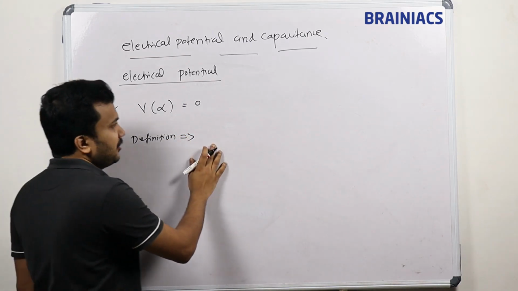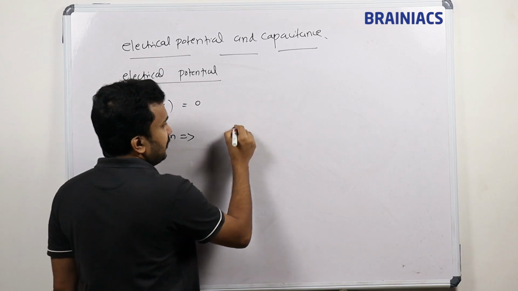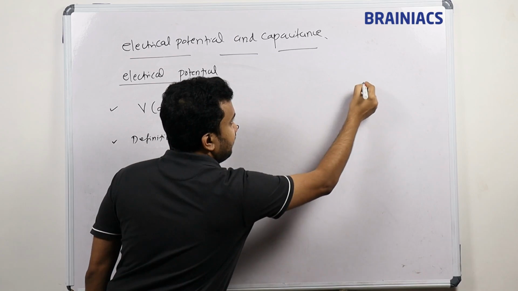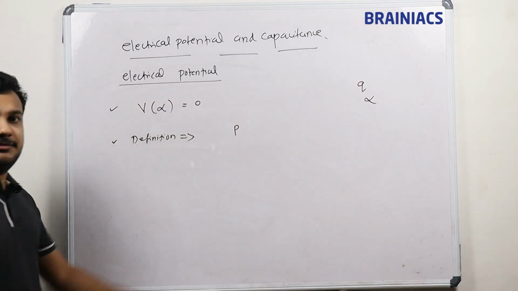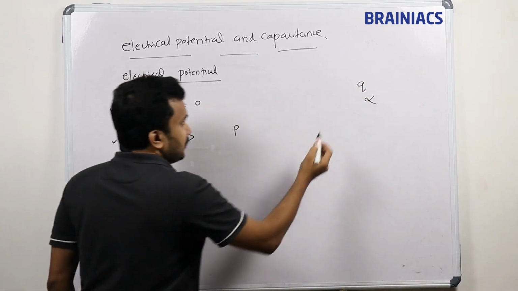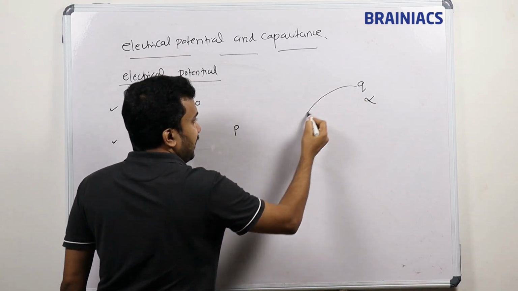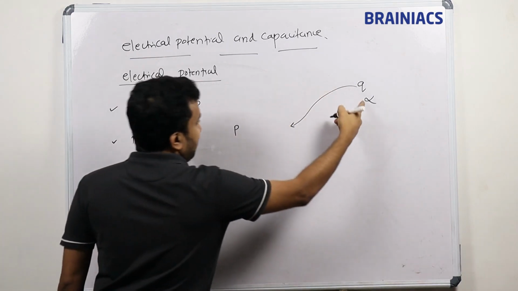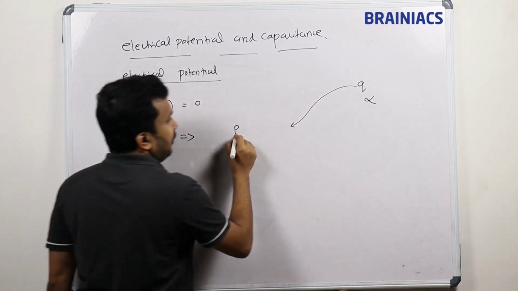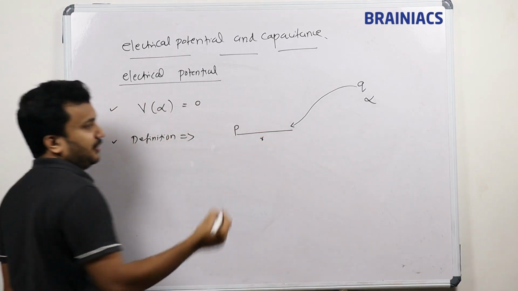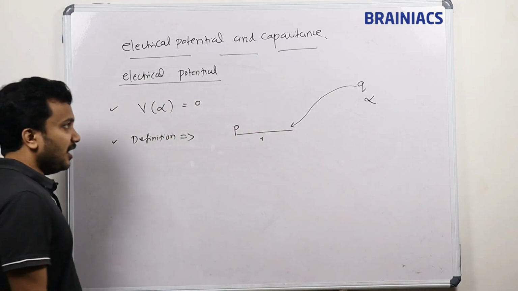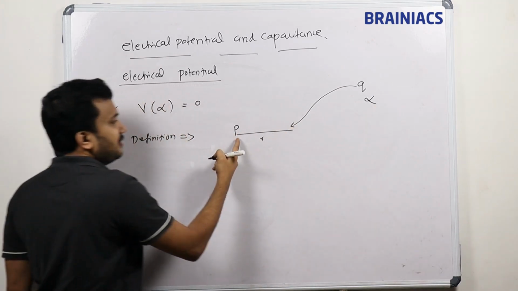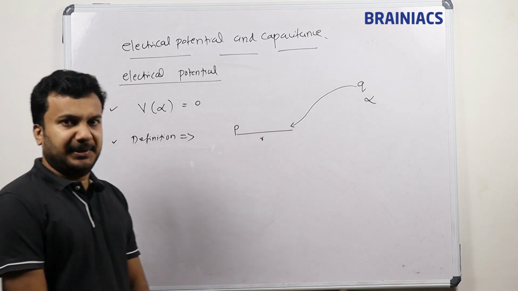What is the electrical potential definition? Suppose I have a point P here, and a charge, a q amount of charge, which is at infinity. How much work do I have to do to bring the charge from infinity to that point? I am assuming the point is at r distance away. So I am bringing the charge from infinity to the point P.